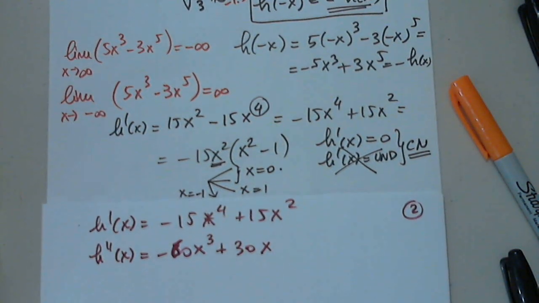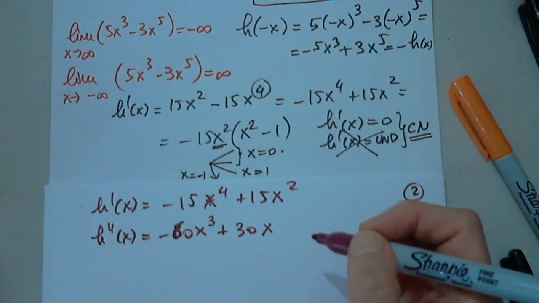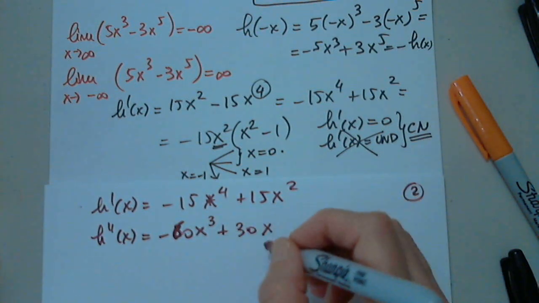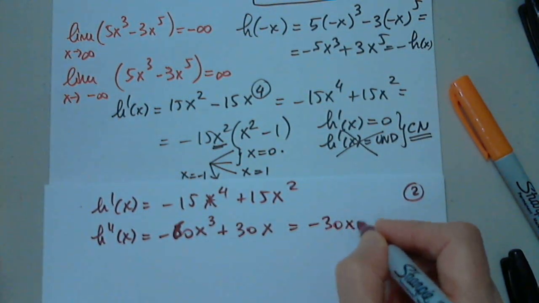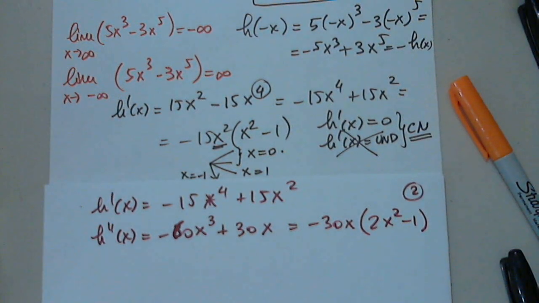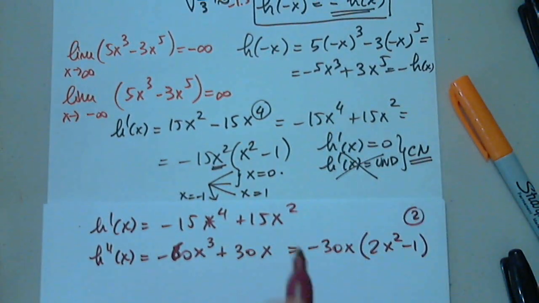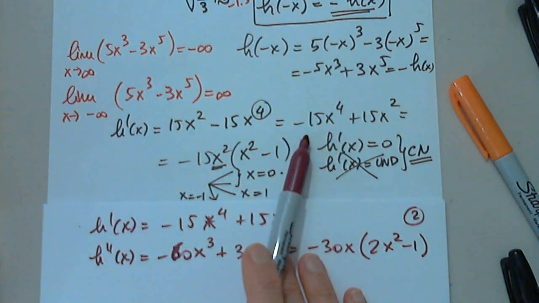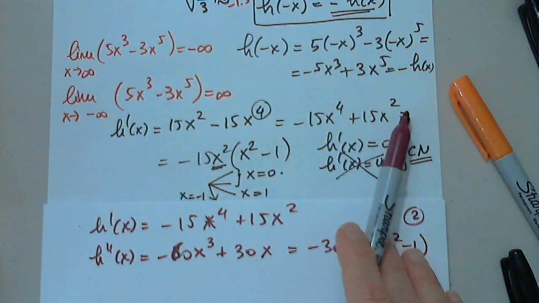Okay, so I immediately factor out negative 30x, and I get 2x squared minus 1. So one more time. The first derivative was negative 15x to the fourth plus 15x squared.